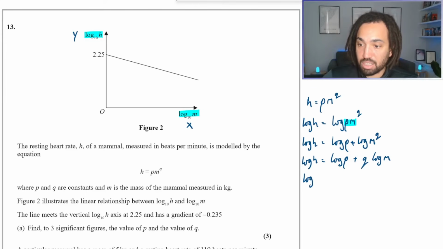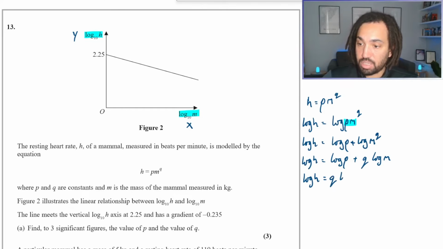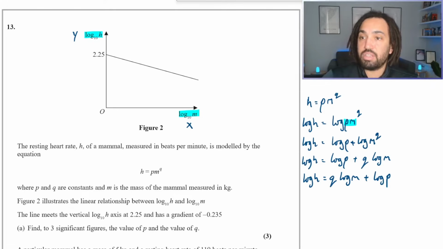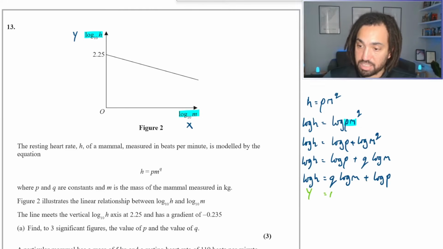So I'm just going to write this like y equals mx plus c. So the y is equal to m, which is the gradient, which is what we times by the x. So that's q. And then the variable x is log m, and then plus the intercept, which must be log p. So this is now in the form y equals mx plus c, essentially. Okay, so this is the y, this is the m, this is the x, and this is the c.